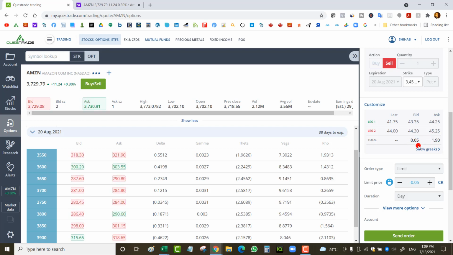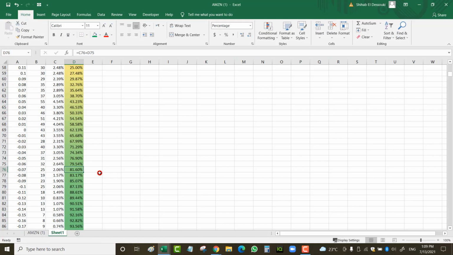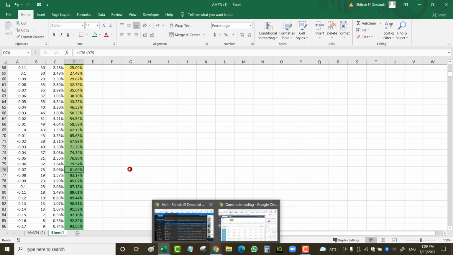And as you can see, it's changing. So I could probably collect $1 or maybe 95 cents. So right now, yeah, 95 cents. So this put spread here basically has an 80% chance of winning. That's what this table means here.